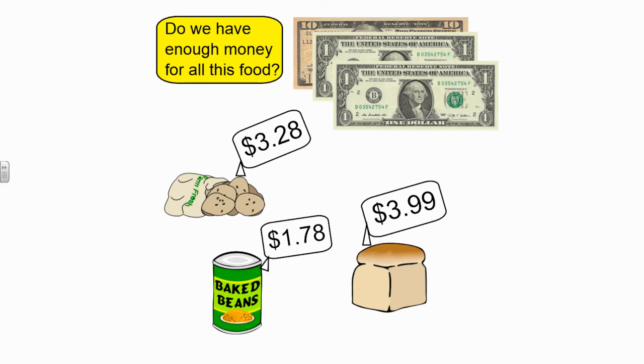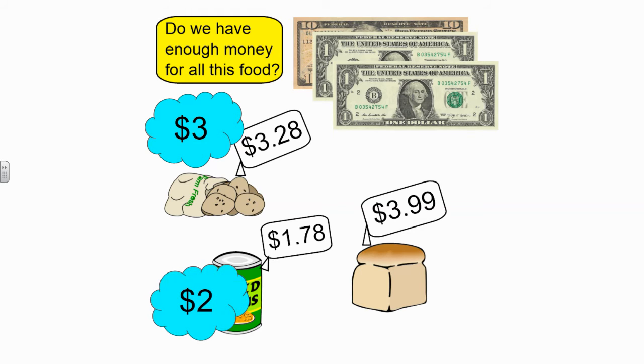Well, when I walk into the store, I don't walk in with paper and pencil. I don't walk in with a calculator, although we have our phones nowadays, but I can do a quick estimate to see if I have enough. I know the potatoes cost about $3. I know, rounding to the nearest whole dollar, the baked beans cost about $2, and the bread, rounding to the nearest whole dollar, is about $4. And I can quickly do some mental math.